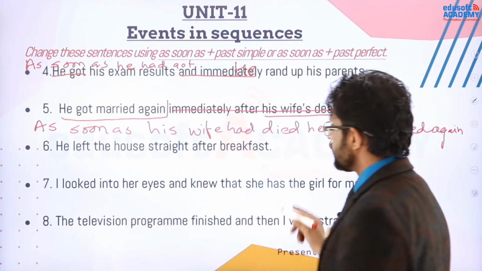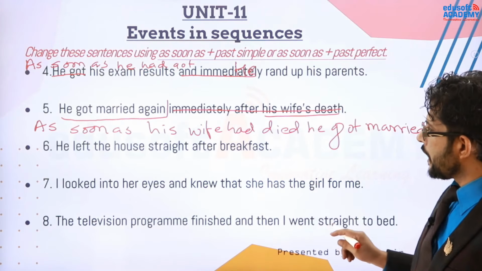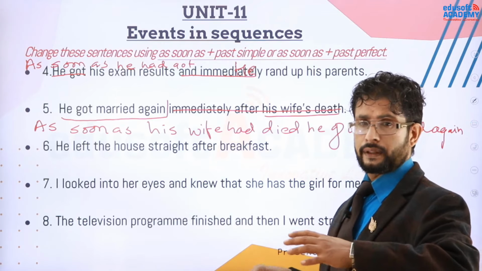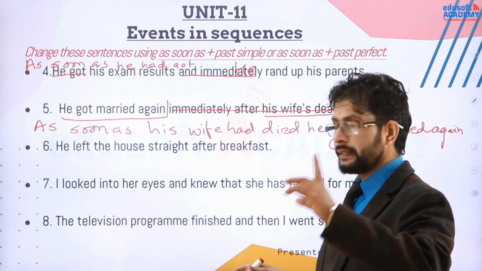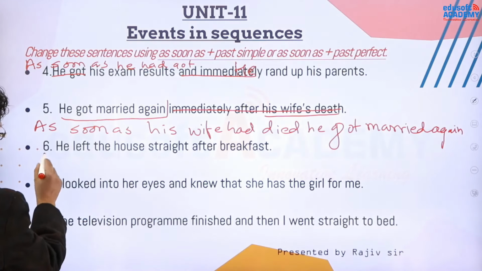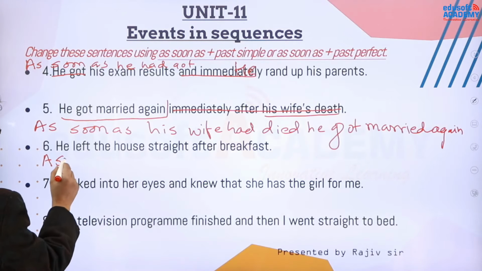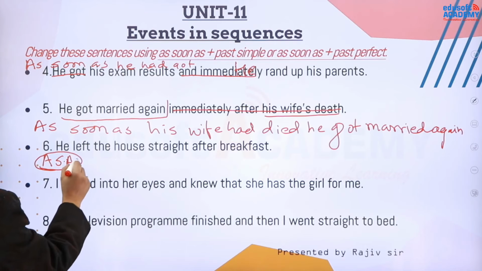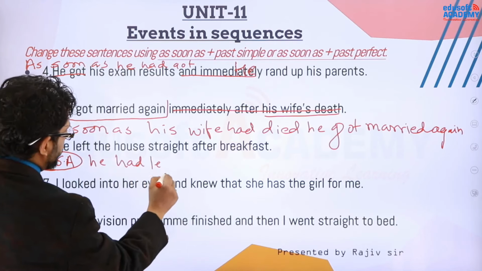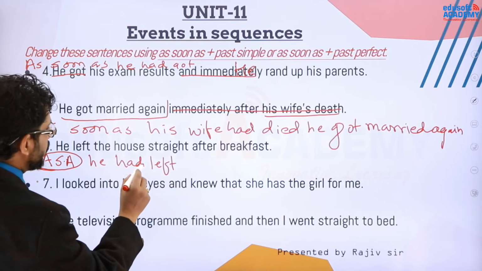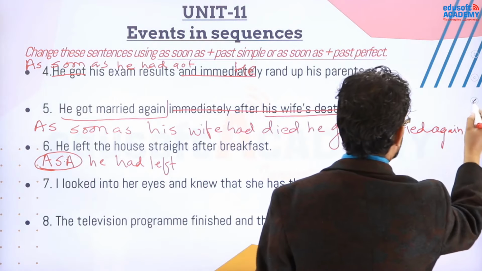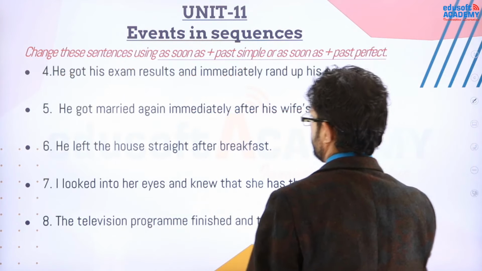In a similar way, he left the house straight after breakfast. Two actions are there, but they do not occur simultaneously. There is a gap. So what happens over here? As soon as, okay, ASA means as soon as he had left, no. First he had, I'm sorry. Let me drop this one. Let me erase all.